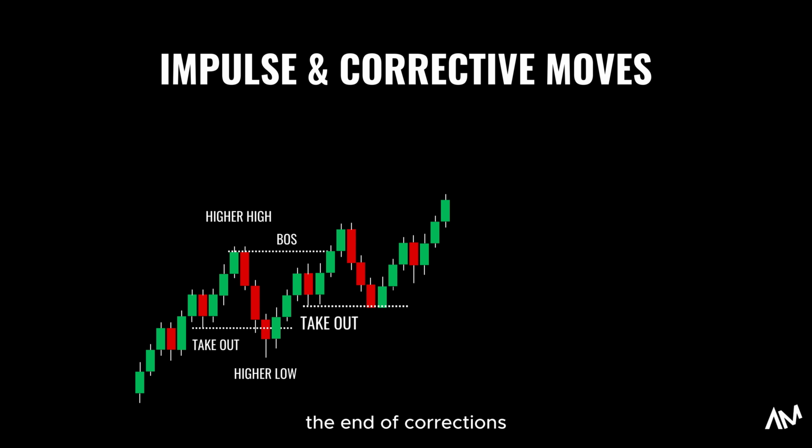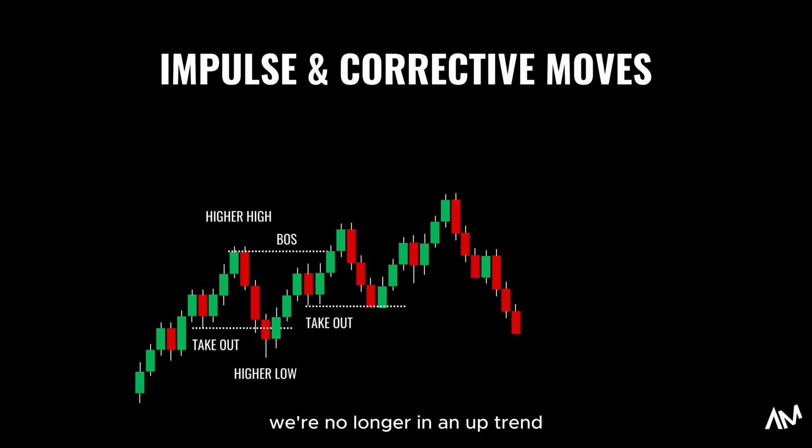The end of corrections or the start of the impulses are critical levels in terms of market structure. As long as we stay above these levels, we identify this market as bullish. If the price manages to break and close below these levels, we're no longer in an uptrend and it signals a possible reversal. That's why we call it a change of character.